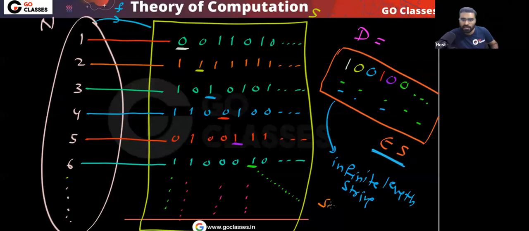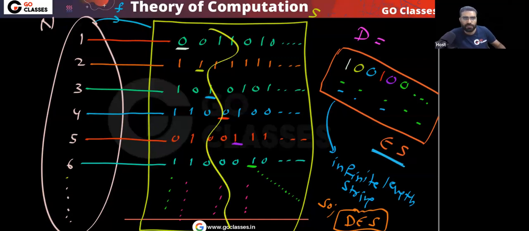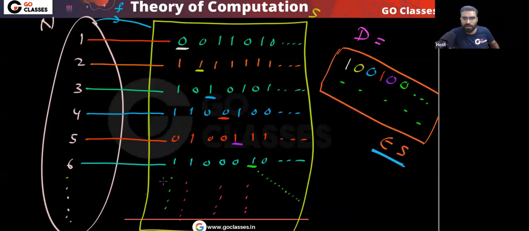So I can say this d belongs to S. But is it covered by this mapping f? Remember, d belongs to S, but d is not covered by f.